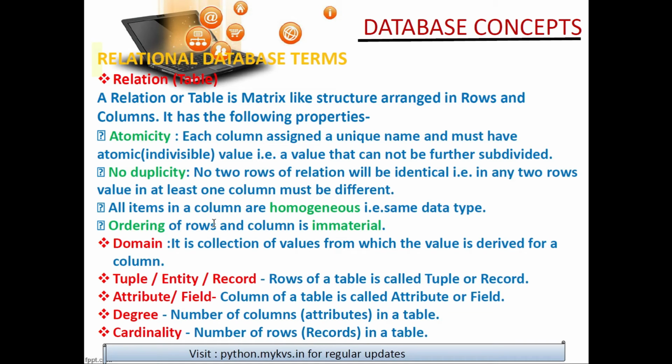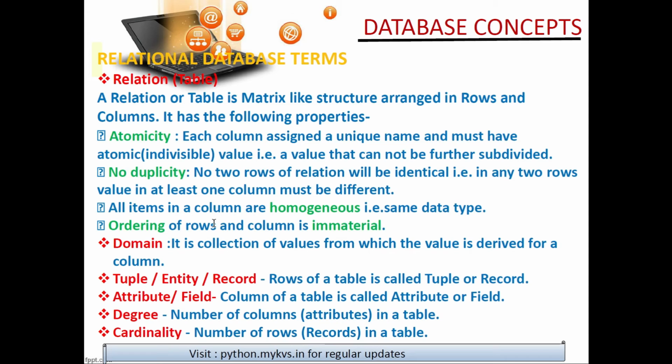Okay, that is the primary key they are talking about. No two rows of a relation will be identical. That is, in any two rows, the value in at least one column must be different. All items in a column are homogeneous, that is, of the same type. It means the name field will contain all the names, and the roll number field will contain all the roll numbers.